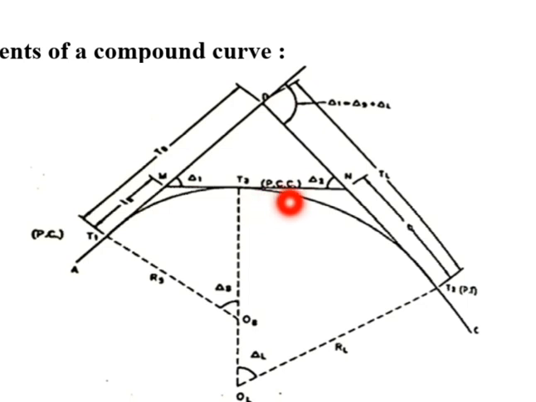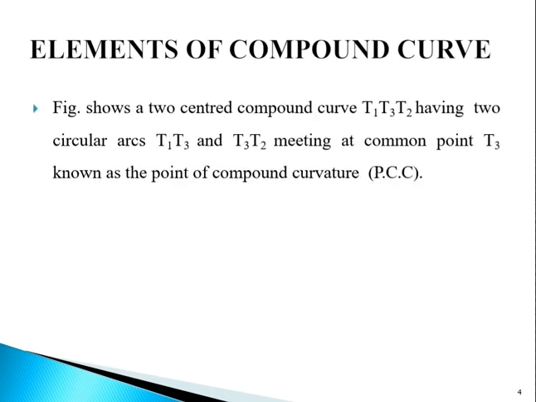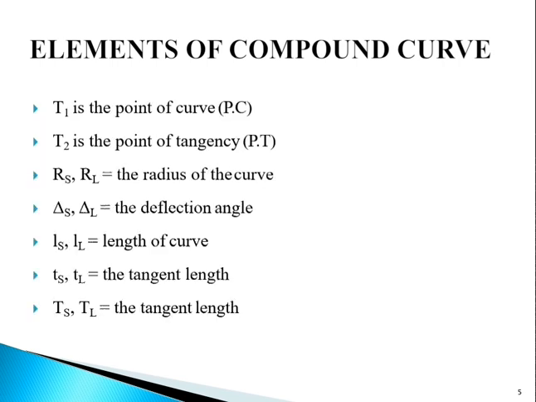I have already written it down here. Capital T1 is the point of curve, short form PC. T2 is the point of tangency, short form PT. RS and RL are the radii of the curves. Delta S and delta L are the deflection angles. LS and LL are the lengths of the curves.